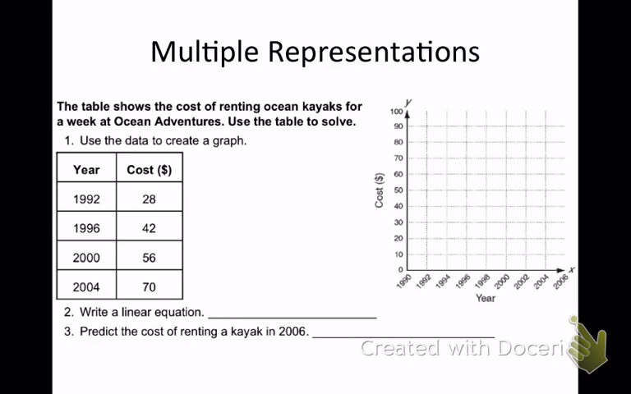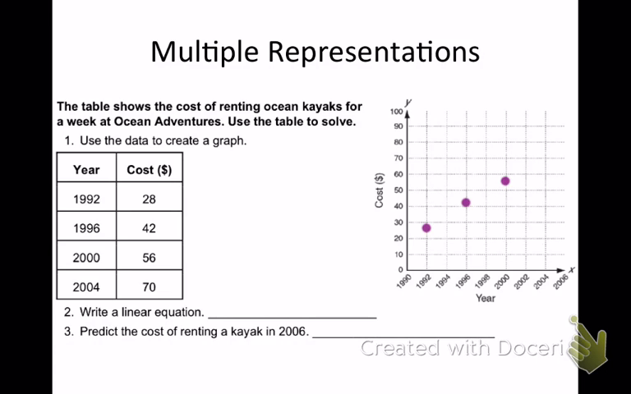So let's look at number 1 here. It says the table shows the cost of renting ocean kayaks for a week at Ocean Adventures. Use the table to solve. So number 1, use the data to create a graph. So I'm going to plot the coordinates here. I have 1992 and 28. So I'm going to plot 1992 and 28. Somewhere about right there. Then I have 1996 and 42. So plot that coordinate.